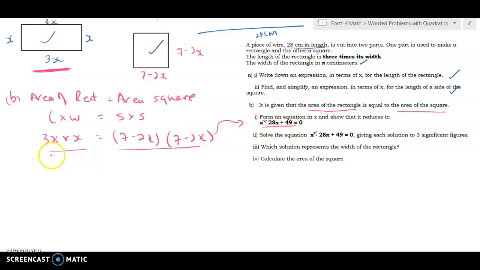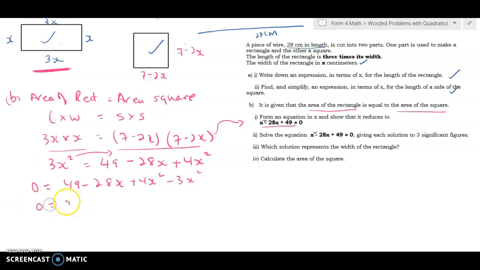So let's do that now. This would be 3x squared, and this one will be 49 minus 28x plus 4x squared. Right, nice. Now I will bring over this on the side, so I get 0 is equal to 49 minus 28x plus 4x squared minus 3x squared. So I'll get 0 is equal to x squared minus 28x plus 49, which actually looks like that.